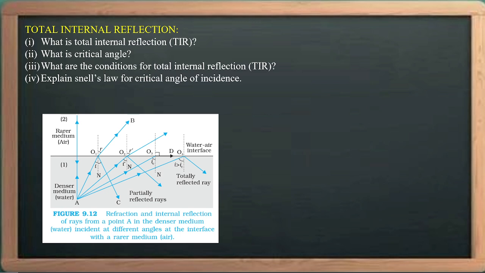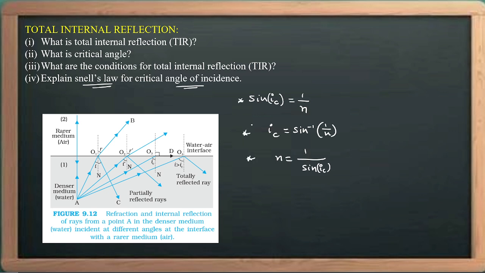Then we have Snell's law for critical angle of incidence. This is also an important formula, given by sine of the critical angle. You can write it as sine C, or sine IC, which is inversely proportional to n. So if you want to calculate IC, you can take sine inverse of 1 by n, or if you want to find n, you can take 1 divided by sine IC. So these are the different formulae for Snell's law for critical angle of incidence.